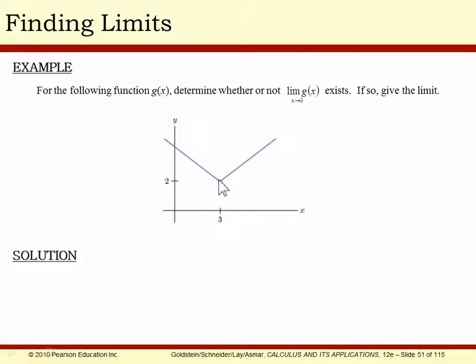So the limit exists here, and the limit as x approaches 3 of the function is 2. The function doesn't have a value at 3, but as we get closer and closer to 3, the function is getting closer and closer to 2. Okay?